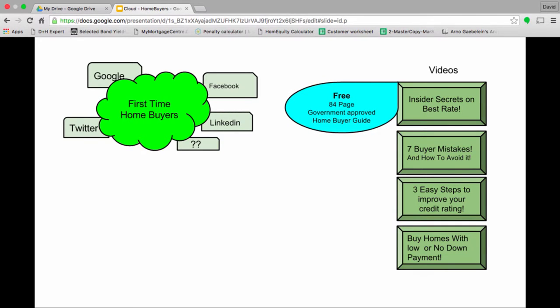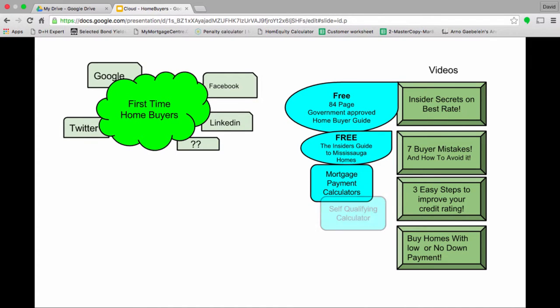Perhaps even free booklets, as in the case where we can have this one, an 84-page government-approved home buyer's guide that we can offer for free, either in paper format or in an ebook format. Here are just other topics of interest. Free insider's guide to Mississauga homes, mortgage payment calculators, self-qualifying calculator. Here, this is more so someone can play with a calculator without talking to anyone first. It's less intimidating that way, and obviously we won't tell them everything, but enough to whet the appetite so they can call us for more information.